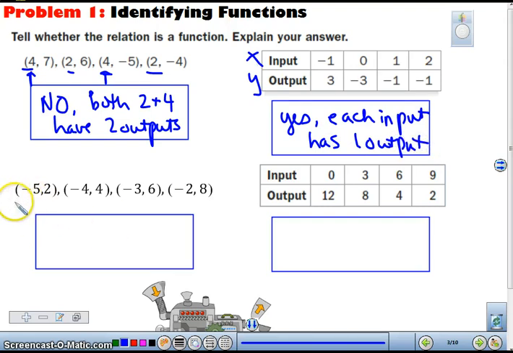Again, we're going to look at all of our x values first. -5, -4, -3, -2. Each input has a unique output. So yes, this is a function. Again, each input has one output.